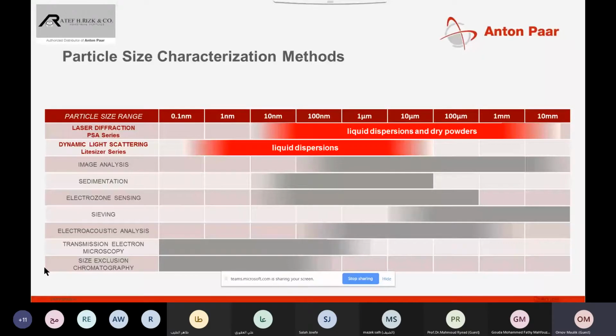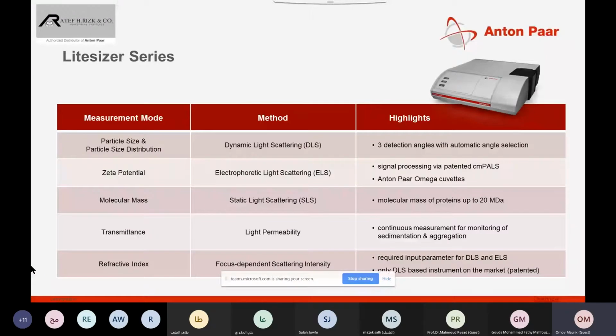When we talk about the light sizer series, as I mentioned earlier, we can measure the particle size distribution as well as the particle size. The method is dynamic light scattering. Our system has three detection angle modes, which is unique to our instrument, and also automatic angle selection. So you don't need to input the angle of measurement manually. Automatically the instrument decides, depending upon your sample, which angle is most suitable to work on.